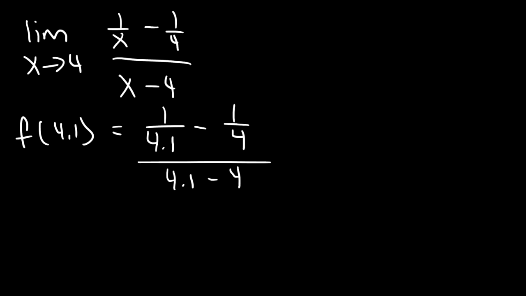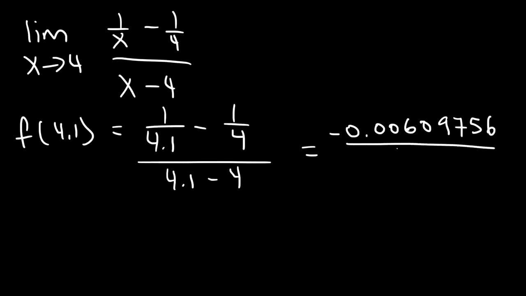Now 1 over 4.1 minus 1 over 4 is equal to negative 0.0060975, and there's a 6 after that. 4.1 minus 4 is just 0.1. And so this gives you negative 0.0609756. So let's keep this value for now.